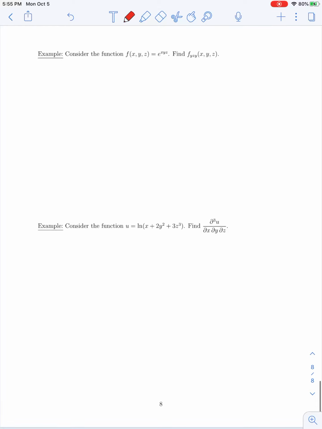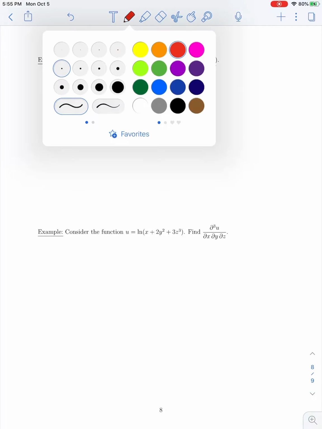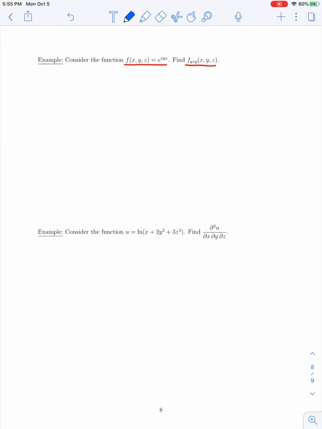Now, in the last part of this section, we'll consider higher order derivatives, not just, say, the second order partials, but maybe moving into third order partial derivatives. So in this first example, we're considering the function f of x, y, z, which is equal to e to the xyz power. And we're asked to find the partial derivative f sub yzy of x, y, z. So that is the third order partial derivative, where the order of our derivatives is given by first with respect to y, then with respect to z, and then with respect to y again.